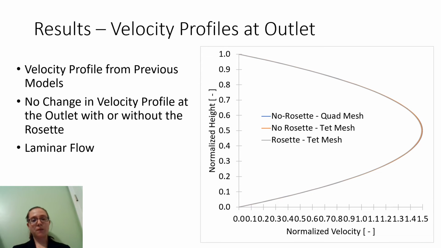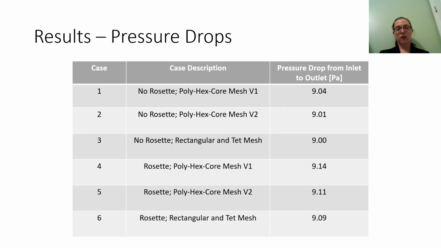Now looking at our results. Here you see pictured the velocity profiles at the outlet for 3 meshes that were run initially. We had no rosette with a quad mesh, no rosettes with tets, and then rosettes with tets in our mesh. As you can see here, the presence of the rosette did not appear to change the velocity profile at all. With no change in the velocity profile with the presence of the rosette, and it staying very laminar flow, this means that the rosette may not be inducing any mixing or turbulence at all.